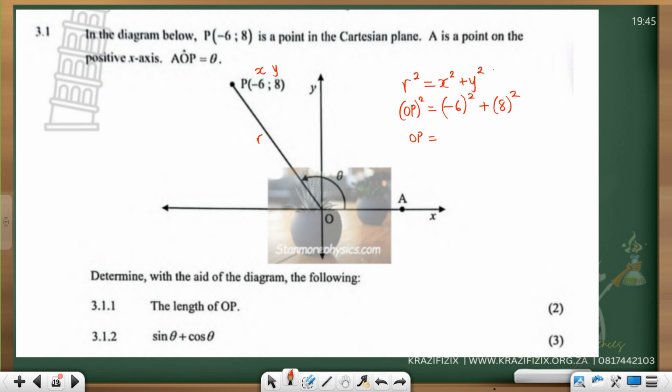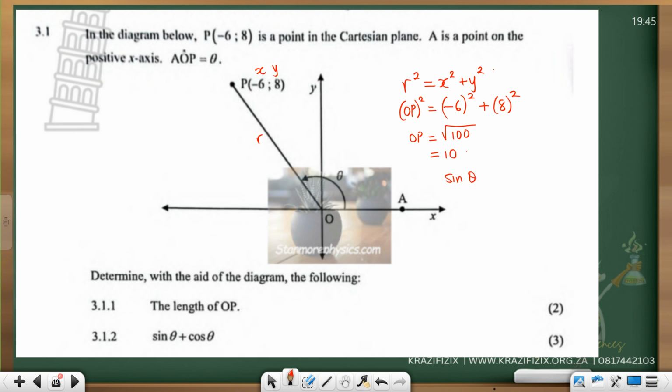If you put all of this in a calculator, 36, 64, that will give you 100. And what is this? 10. OP is 10. Straightforward. Remember, R is always what? Positive. So there's no plus or minus. Now look at the next one.